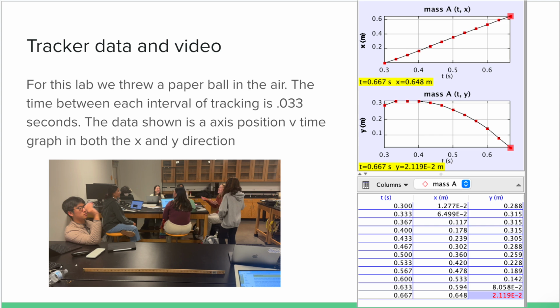So this is my Tracker data and video. For this lab, we threw a paper ball in the air. The time between each time interval was about 0.033 seconds. The data shown on the right is the position versus time graph in both the x and the y direction. The top one is the x direction, the bottom one is the y direction, and the bottom table is all of my data.